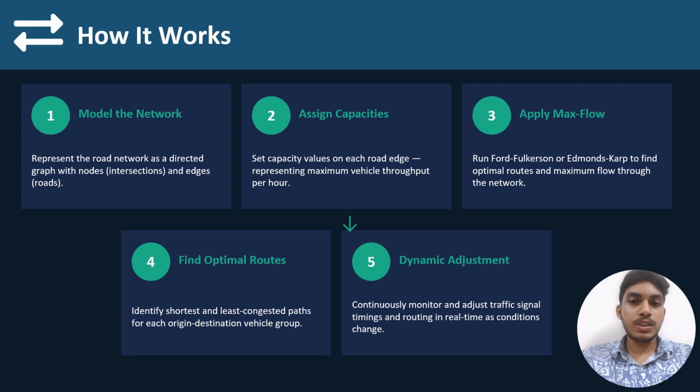Now let's see how this works in practice. First, we model the road network as a graph. Then we assign capacities to each road. After that, we apply max flow algorithms to find optimal routes. Finally, the system dynamically adjusts routes based on traffic conditions.